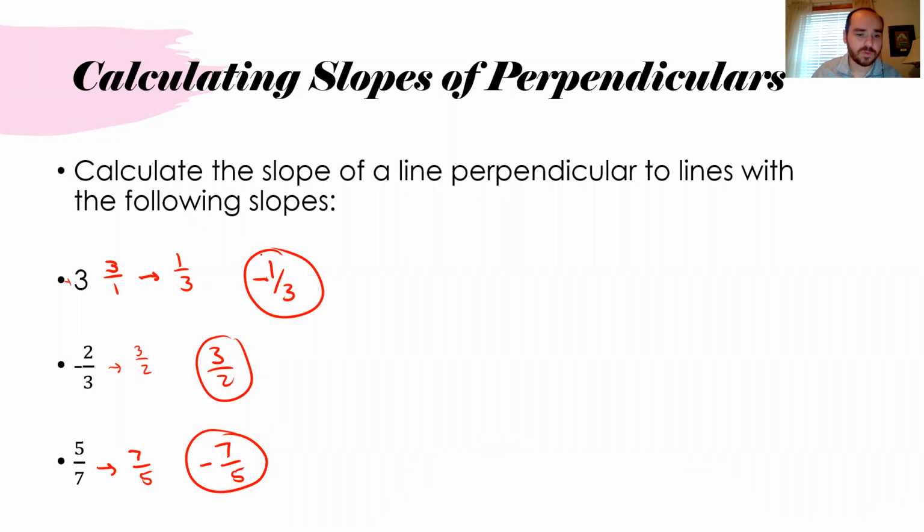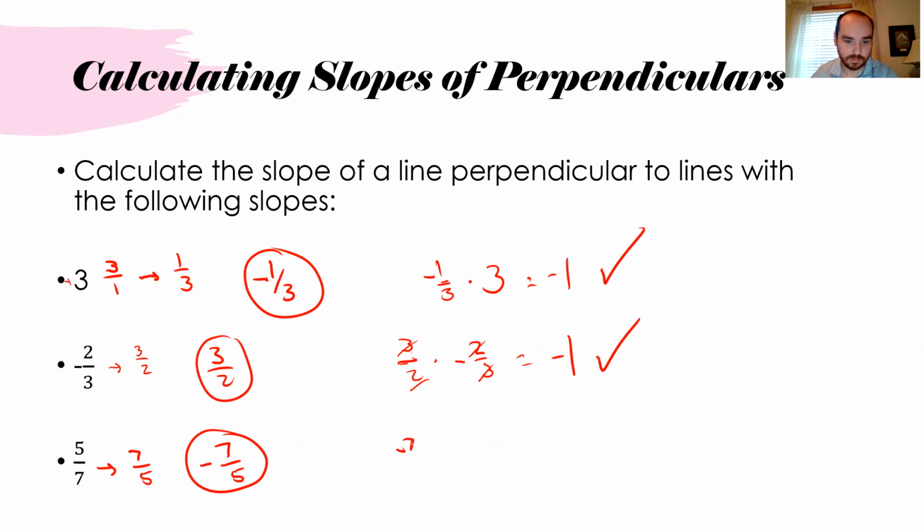And the cool part is you can check each one of these by multiplying it by the original. So we have -1/3 times 3, which is equal to -1. Check. This one, let's start with our actual slope, 3/2 times the original, which is -2/3. Cancel, cancel. You get -1. Check. And then this one, same deal. We've got -7 over 5 times 5 over 7. Cancel, cancel, and we get -1. So that's how you can calculate those and how you can double check to make sure you have the right slope.